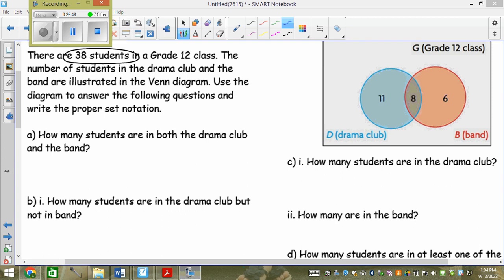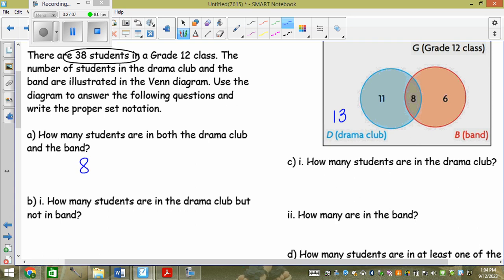So it says, we have to find out how many are on the outside. So we do 11 plus 8, which is 19 plus 6 is 25. 38 minus 25 is how much on the outside? 13. So here it says, how many students are in both the drama and band?